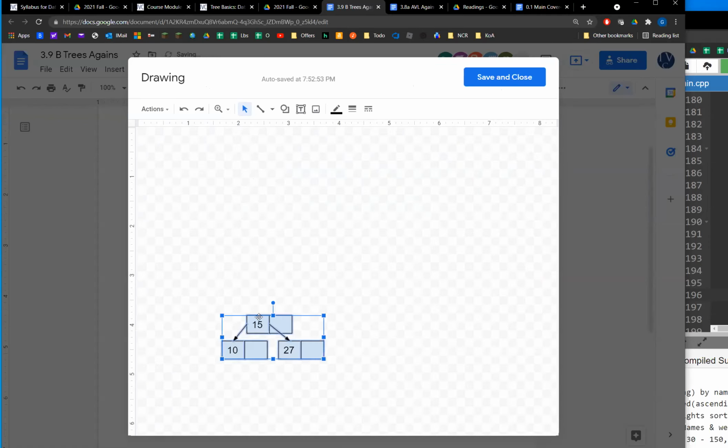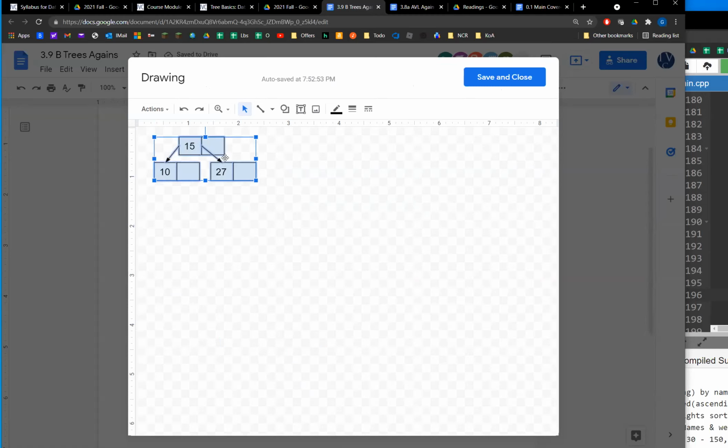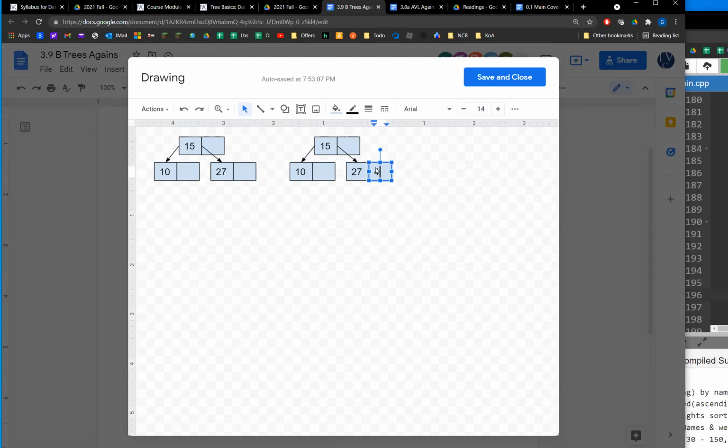Let's keep growing our data. There's our initial point. If 40 comes along, 40 is greater than 15. So we go down the second branch, find the leaf, and there's space for it, so we just drop the data point in.